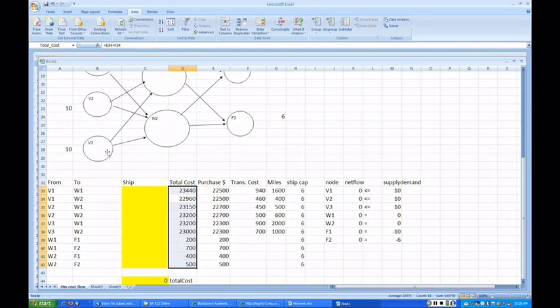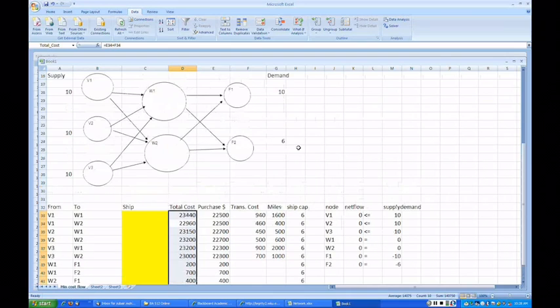The relationship is that the amount of material sent out of the vendors should be less than or equal to their capacity, and the amount that comes into W1 and W2 should also go out. So that's the W1, W2 net flow, and whatever comes into F1 and F2 should be equal to its demand. So this is how we capture the model relationships.